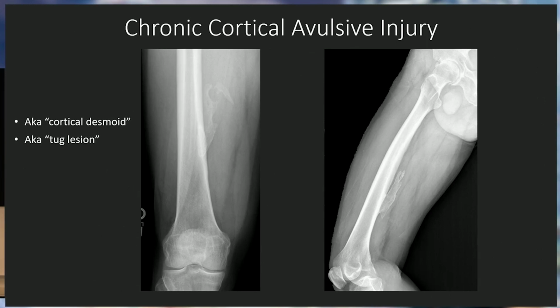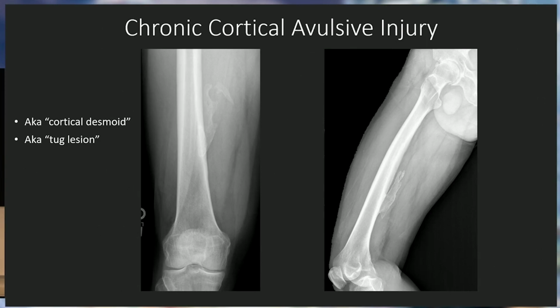Kind of revisiting the mechanostat theory, if that force, that tug of the tendon or ligament attachment on the periosteum, isn't enough to avulse bone, but it is overloading the periosteum, that periosteum starts to remodel. And when it remodels, it deposits more bone, it lays down bone. And what we see on imaging are these so-called tug lesions or cortical avulsion injuries, where the cortex looks like it's protruding out. But the key is that it's protruding out where a tendon attaches. It's protruding out where a ligament attaches.